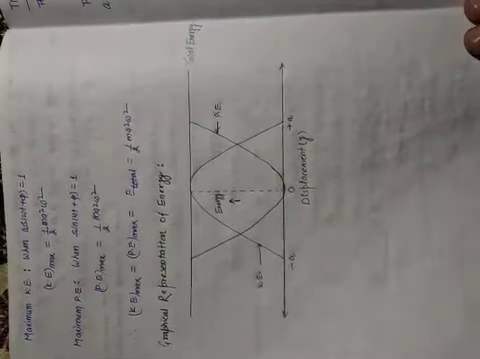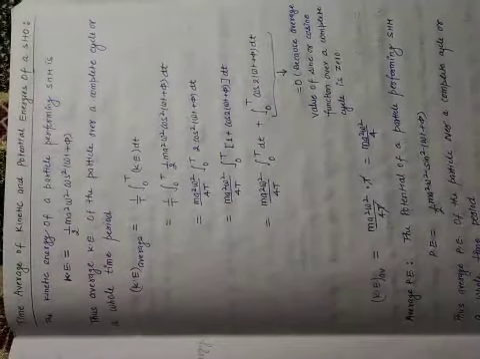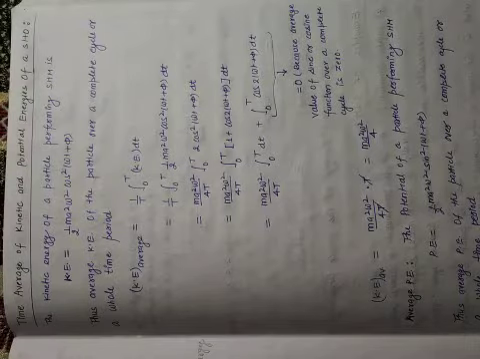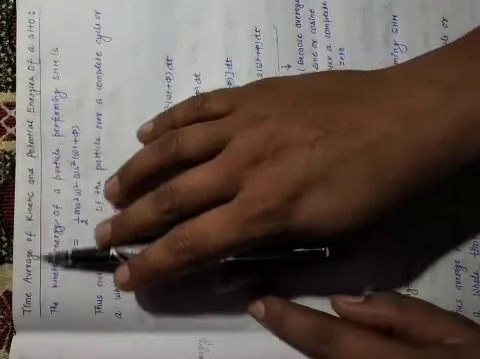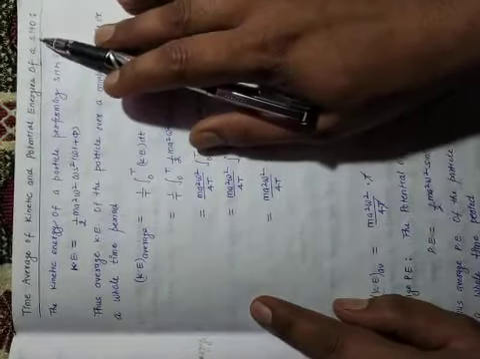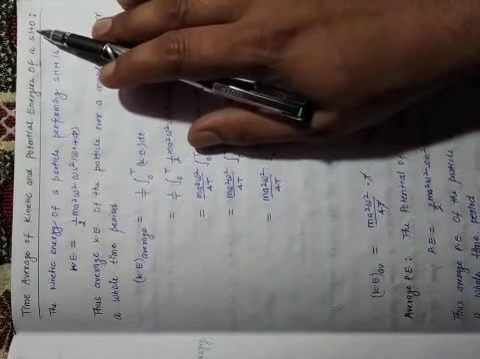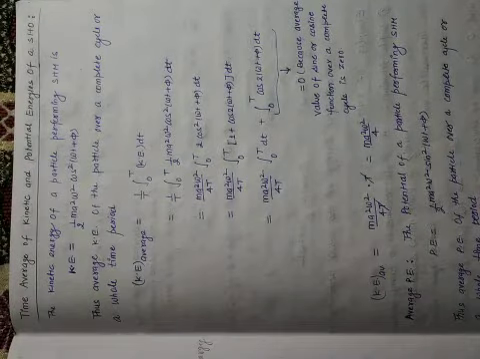Now, talking about the same topic, but this is quite different: the time averages of kinetic energy and potential energy of a SHO, where S stands for simple, H stands for harmonic, O stands for oscillator. That is, the time averages of kinetic energy and potential energy of a simple harmonic oscillator.